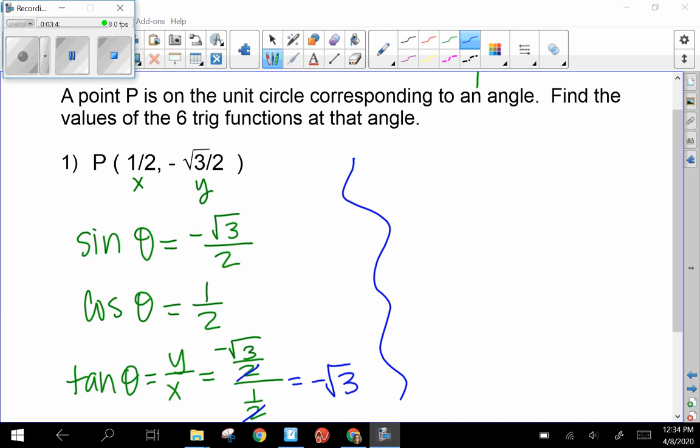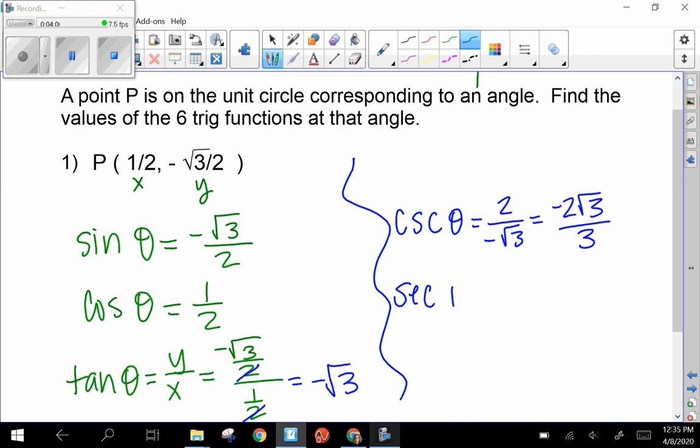So there's our first 3 trig functions. Now we're going to go through and do the reciprocals. S goes with C, C goes with S, so cosecant is the reciprocal of sine. I would do the reciprocal, so 2 over -√3, and I'll need to rationalize that, so that will become -2√3 over 3, final answer. The reciprocal of cosine is secant. The reciprocal of 1/2 is just 2. And then lastly, cotangent will be the reciprocal of -√3. I'll need to rationalize that, so -√3 over 3.